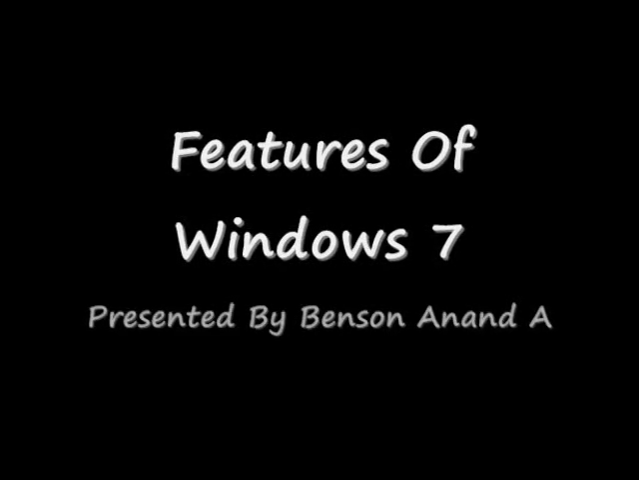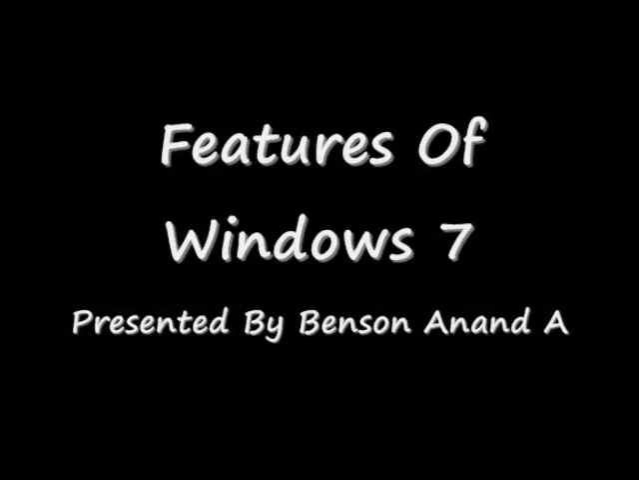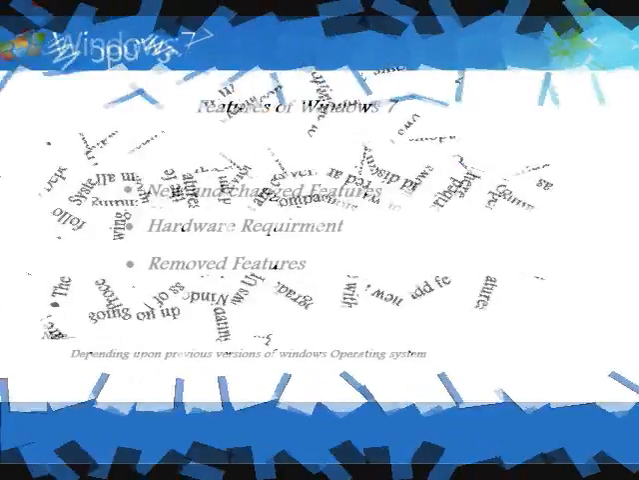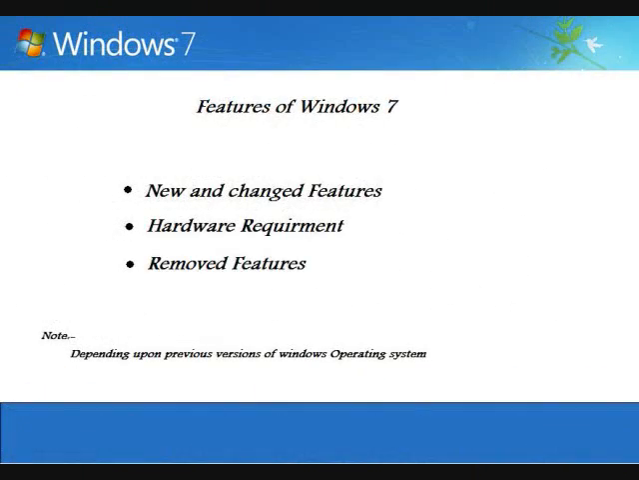Now we are going to discuss Windows 7, which is the latest version of the operating system released by Microsoft company. Here we are going to discuss mainly the new and changed features in Windows 7 when compared with the previous versions of Microsoft operating systems. Next, the hardware requirements for Windows 7, then the features which are removed from the previous versions of Microsoft OS.